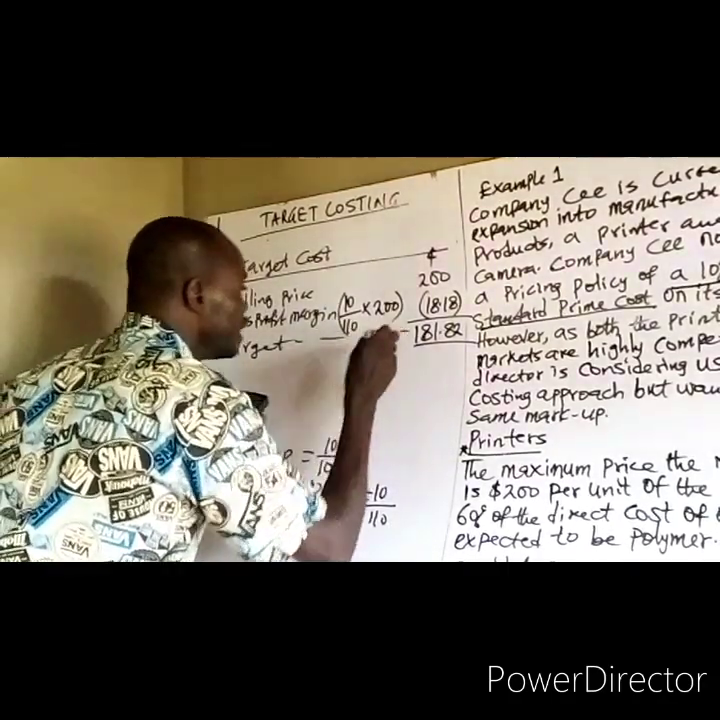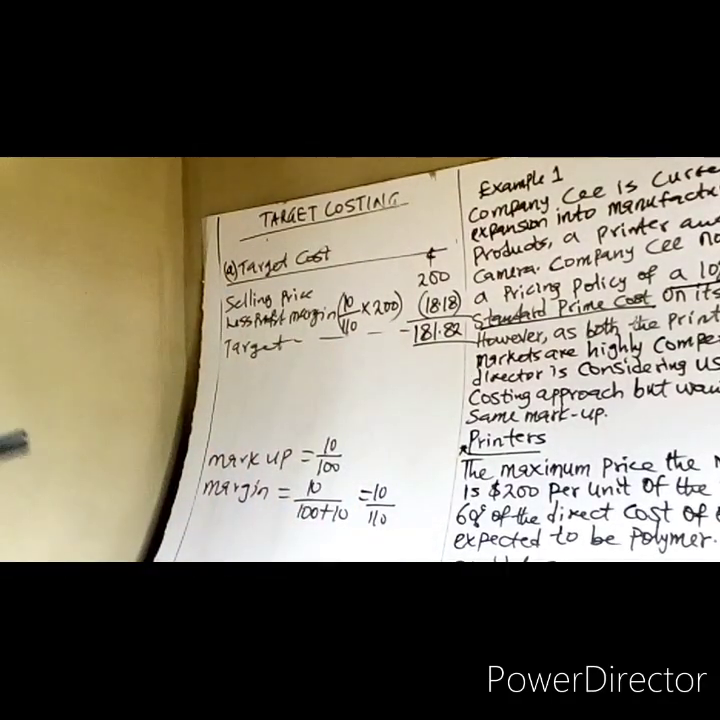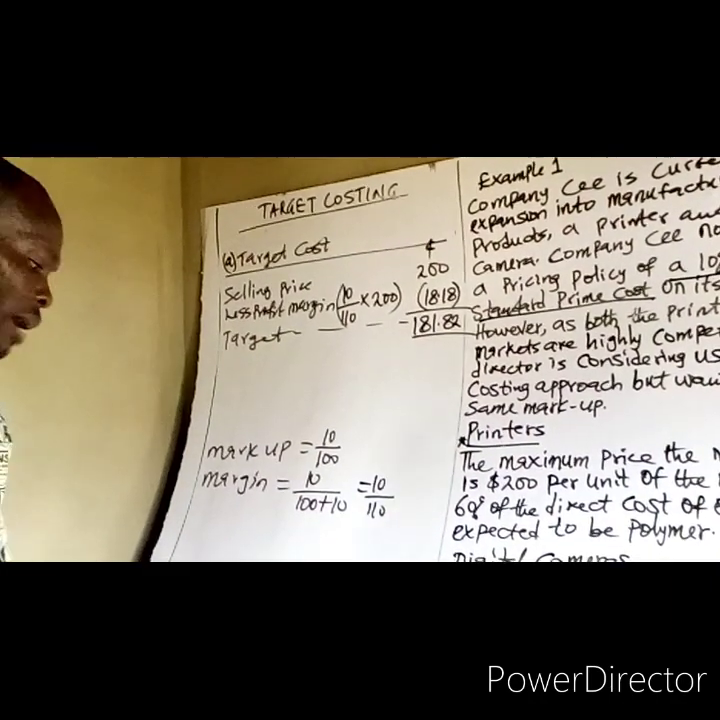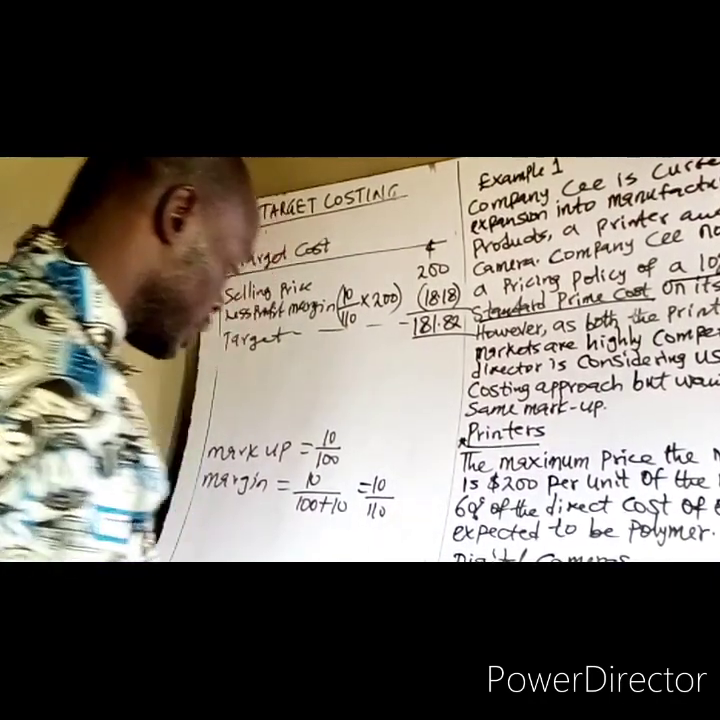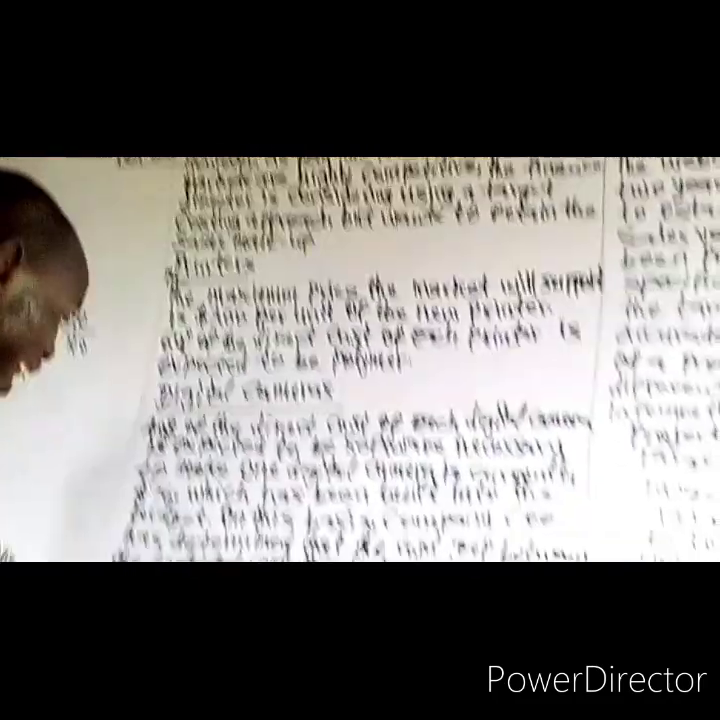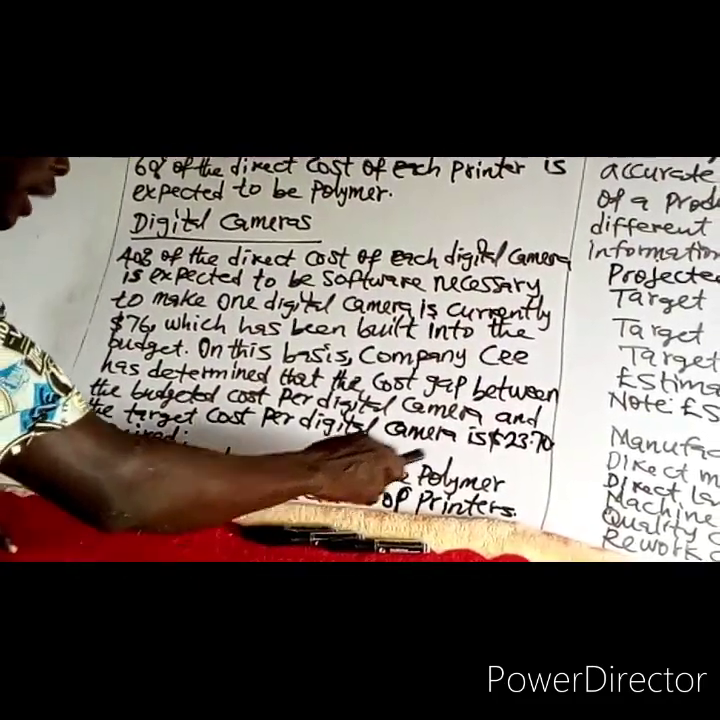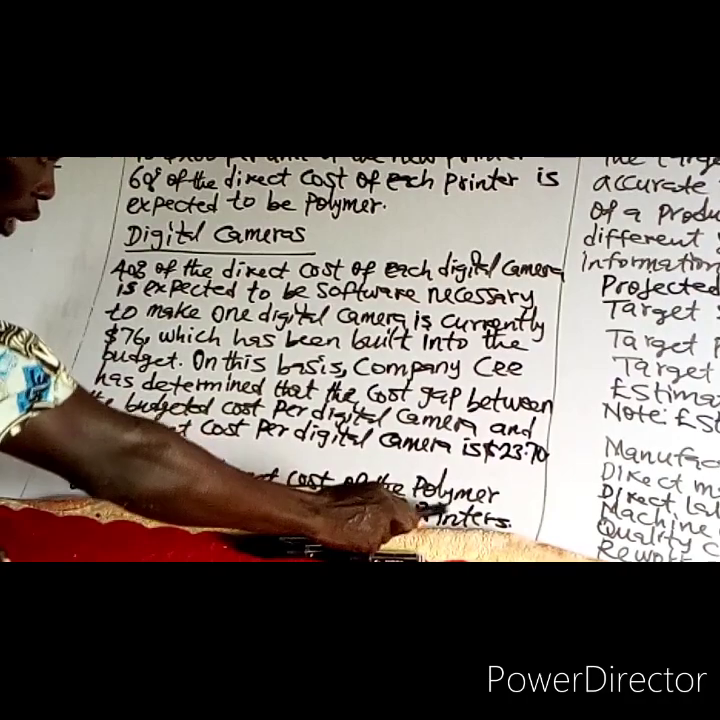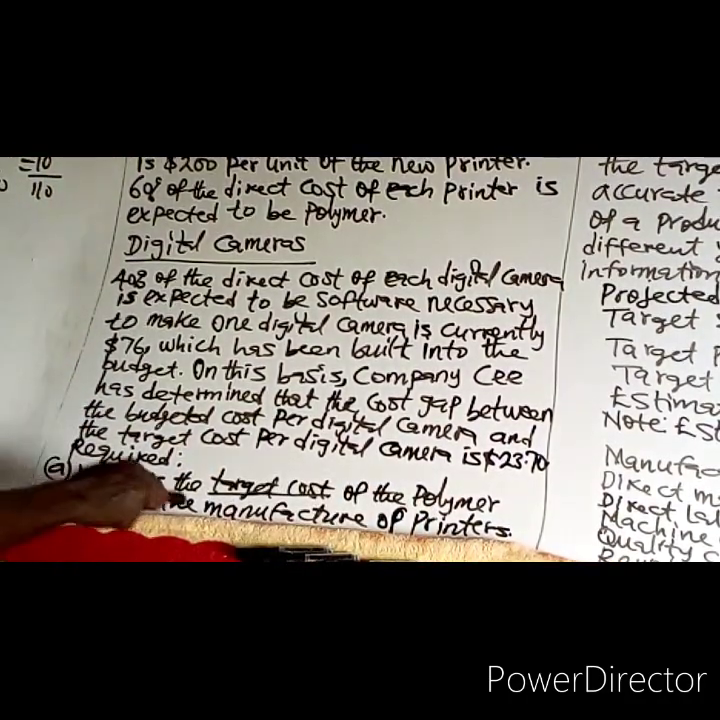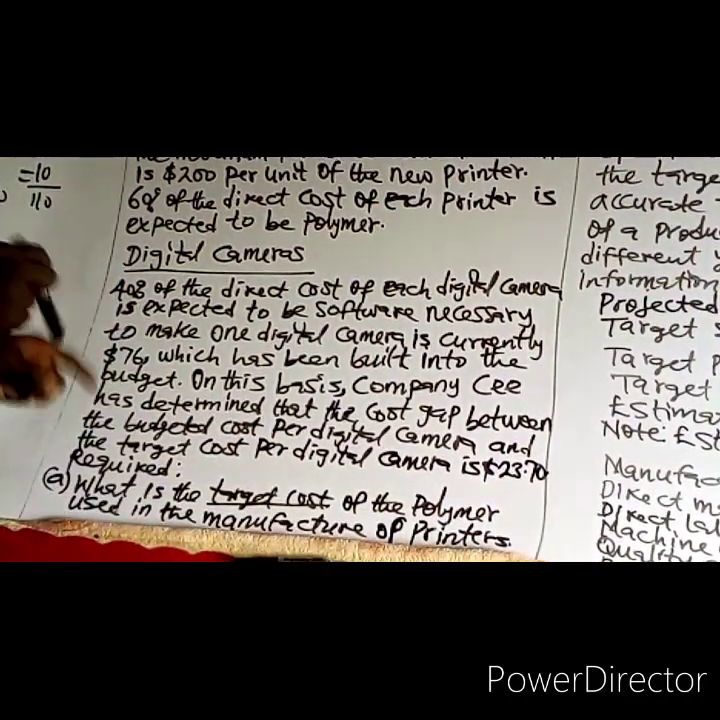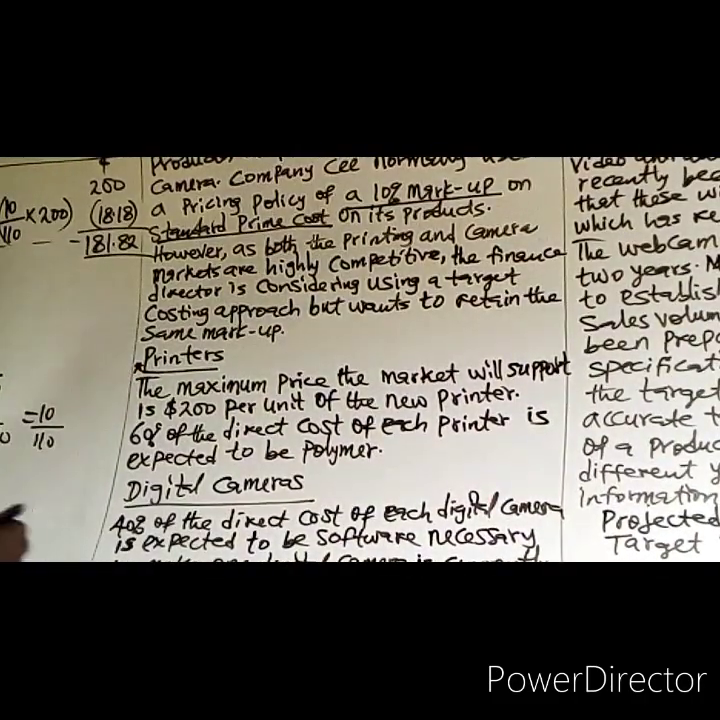Target cost is 181.82. Now, since you have got the target cost, but the requirement is what is the target cost of the polymer? The target cost of the polymer used in the manufacture of the printer.